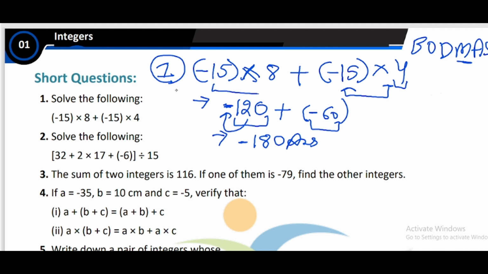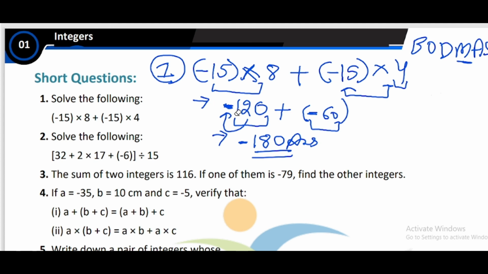First we multiply the signs, minus into plus, that gives minus. Then we multiply the numerals, that is 15 into 8, that is 120. Then add with the product of minus 15 into 4. First we multiply the signs, that is minus into plus, that is minus. Then 15 multiplied with 4 is 60. Then we add, both integers have the same signs. Then we add 120 plus 60, that is 180. And 120 is greater than 60, so the sign of the result is negative.